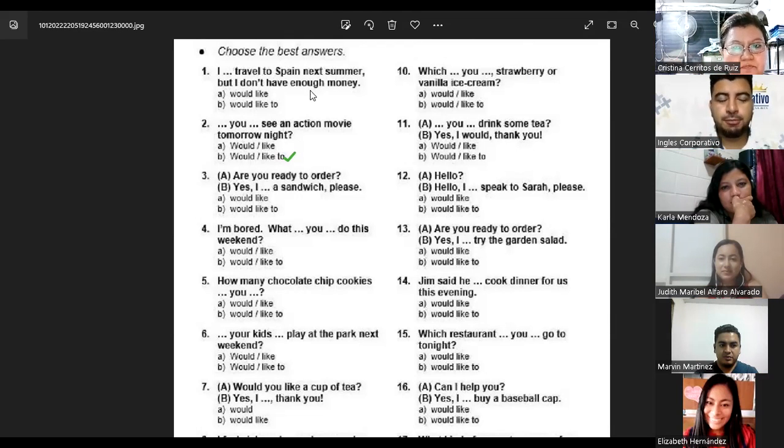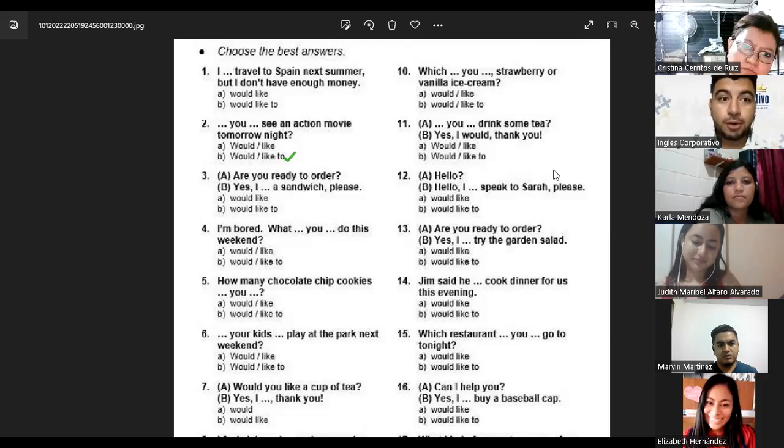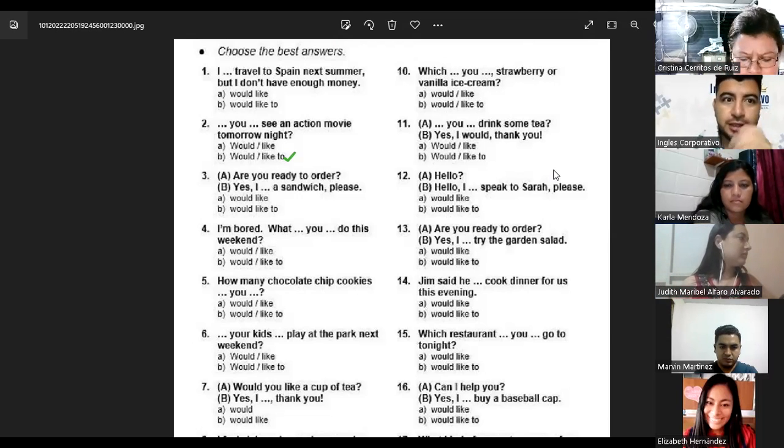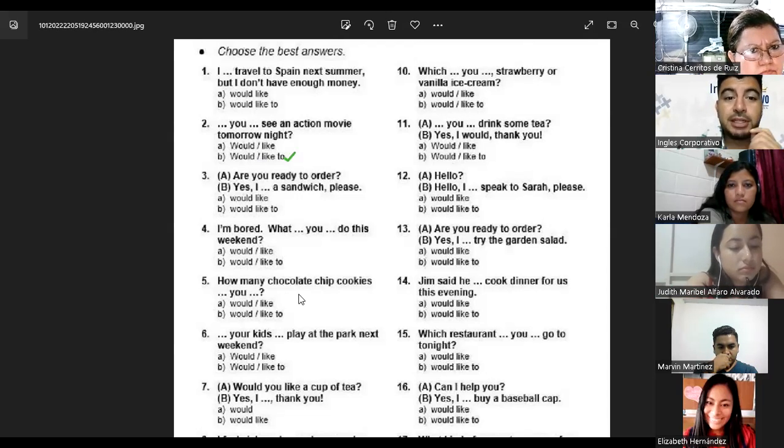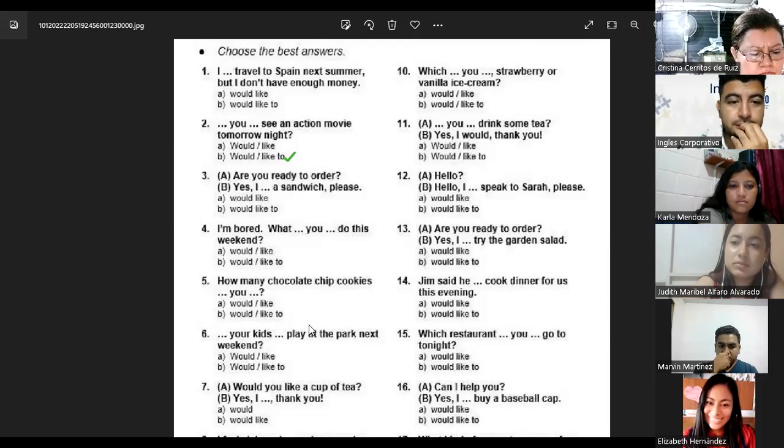Okay, veamos, hay un par de ejercicios y vamos a ver qué literal, A or B. Number 5. How many chocolate chip cookies would you like? Acá hay dos palabras, would and like. Entonces, would iría aquí. Would you like? Yes. Okay. Would you like? Thank you.